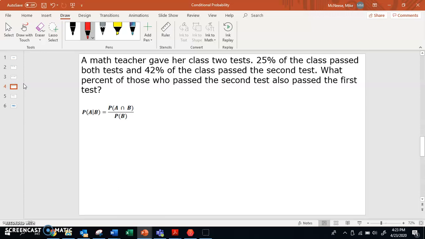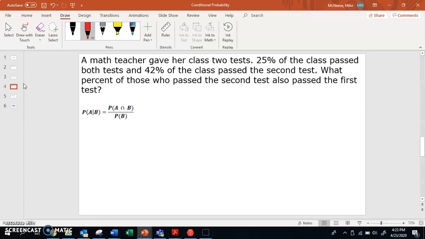Another one, a math teacher gave her class 2 tests. 25% of the class passed both tests. So this is another way of saying 25% of the class passed both tests A and B. And 42% of the class passed the second test. What percent of those who passed the second test also passed the first test?